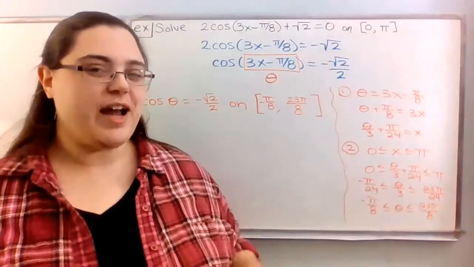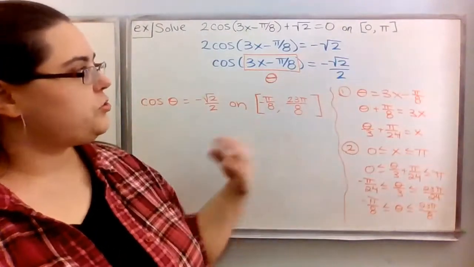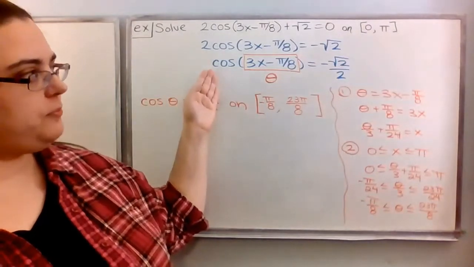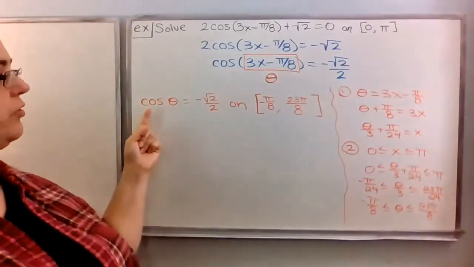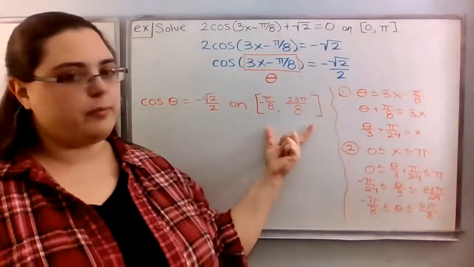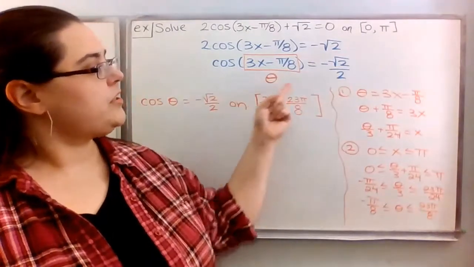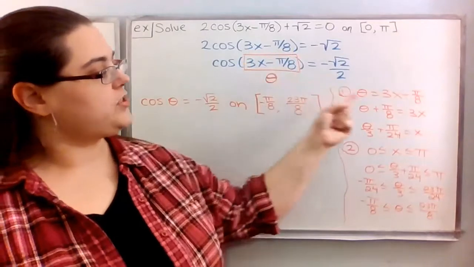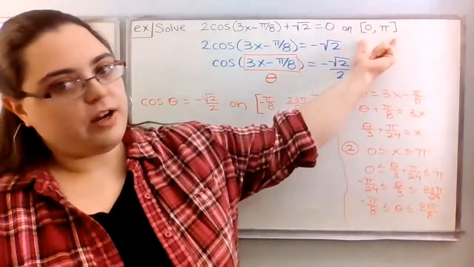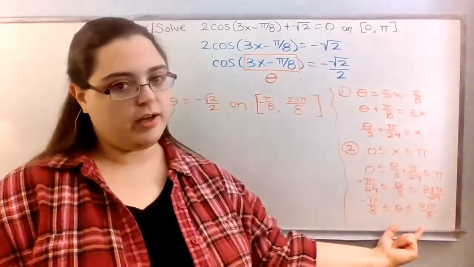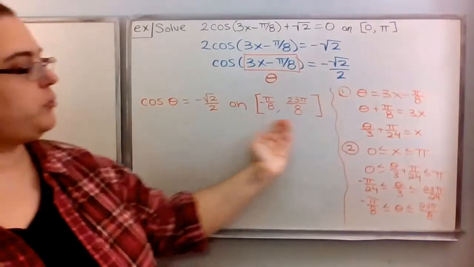Okay, so let's step back and recap what we've done so far, because it might be a little bit strange the first time you work through it. So to recap, we solved this equation for cosine. And then instead of dealing with this mess, we said, let's call this theta. So really we're solving cosine of theta is negative root 2 over 2 on some interval. So we needed to figure out what interval that was going to be. So we took this equation here, where theta is 3x minus pi 8ths, and we solved that for x, so that we could then use the boundary of x to come up with a boundary for theta. So now we've taken this messy equation and turned it into a little bit of a more simplified equation.